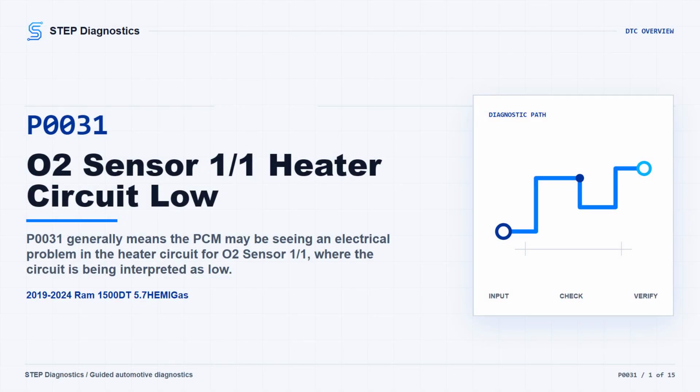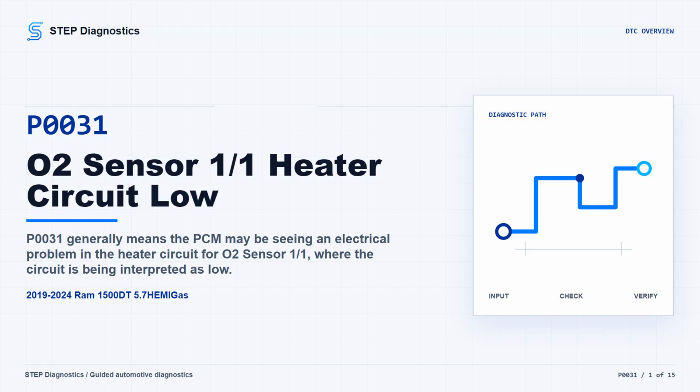On this RAM, P0031 is the PCM flagging the O2 sensor 1/1 heater circuit as low. The truck may only show a MIL, but that heater helps bring the oxygen sensor online. So cold start fuel control and emissions behavior can be affected while the sensor warms up.